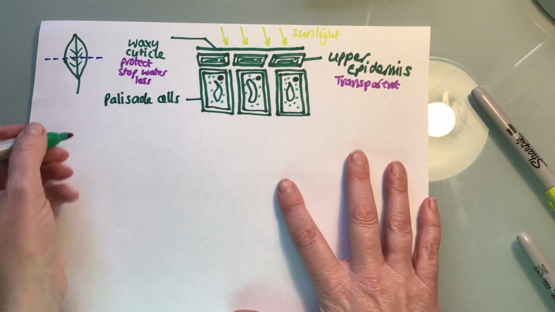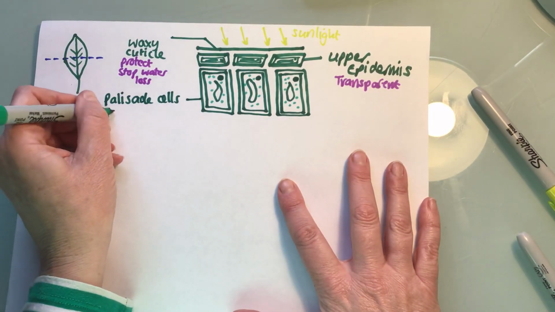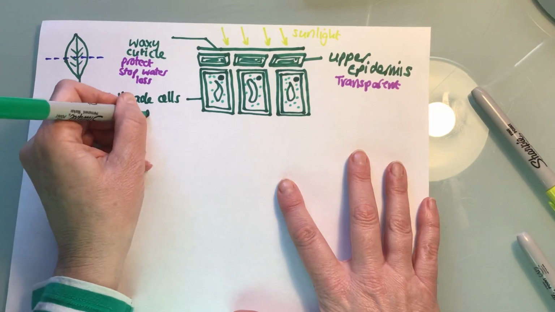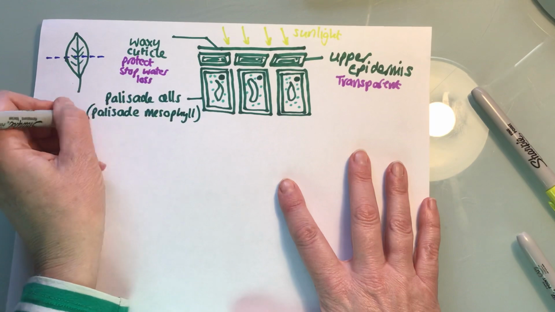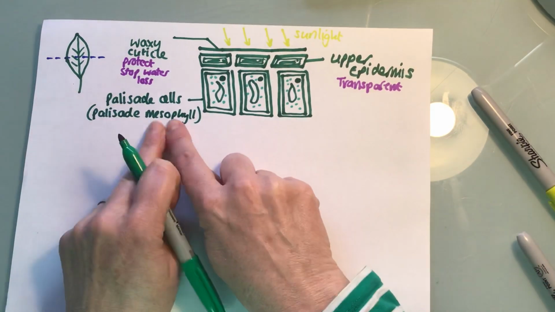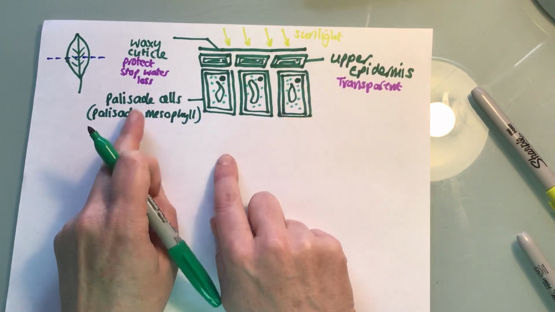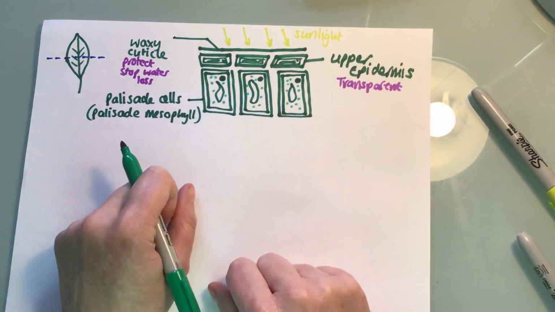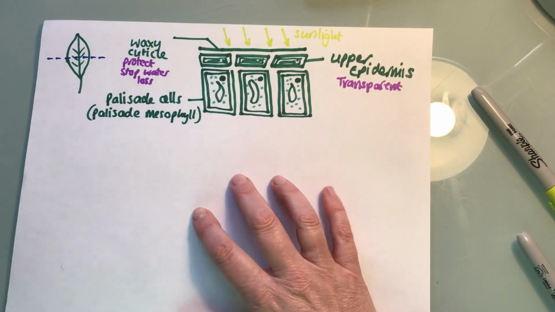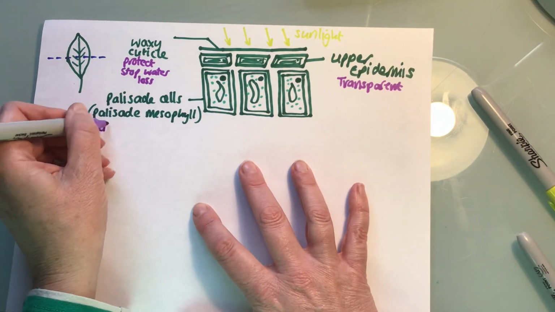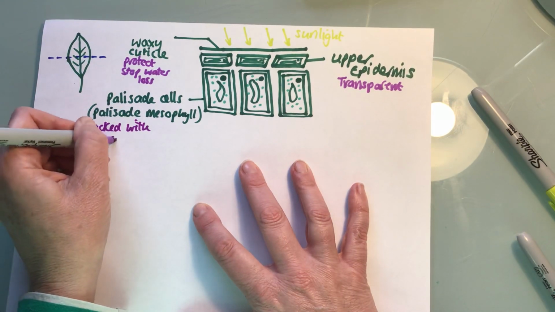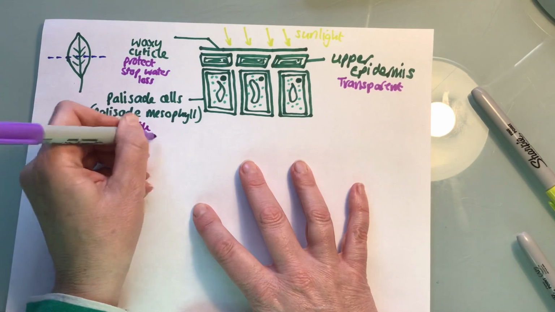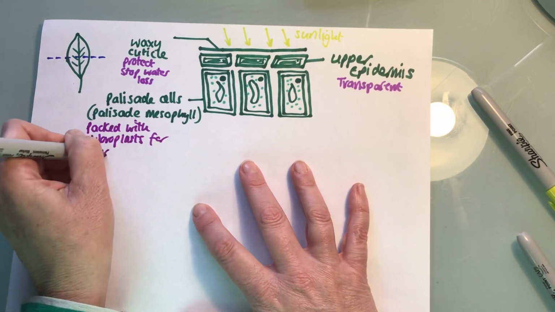These cells form part of the palisade mesophyll. Strange word, isn't it? That is like the tissue, so that refers to all the cells together, and the palisade cells are individually there. Now, what's special about these? They are packed with chloroplasts for photosynthesis.